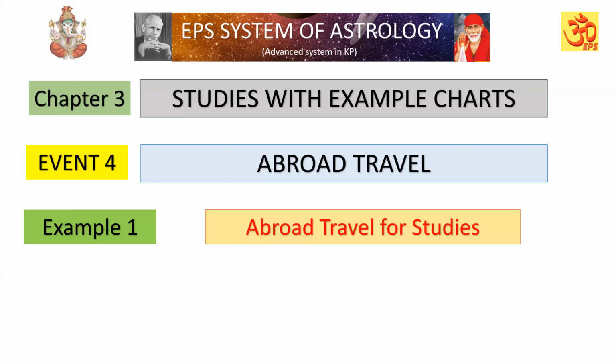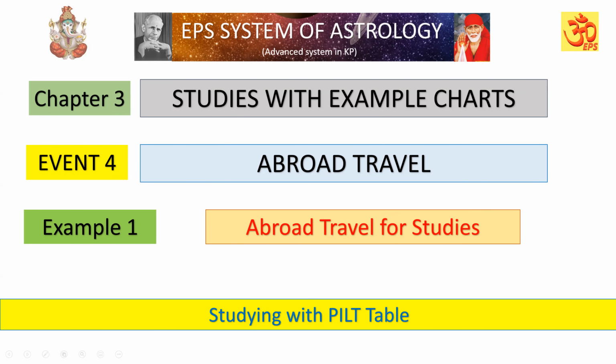Now in this video, the same example we are going to study with the help of the PILT table with the key planets, how we are able to identify the destiny and also the Dasa Bhukti period supportive for travel abroad for her studies. Now let us examine. Example 1. Abroad travel for studies. In this video, we are going to study with the PILT table.